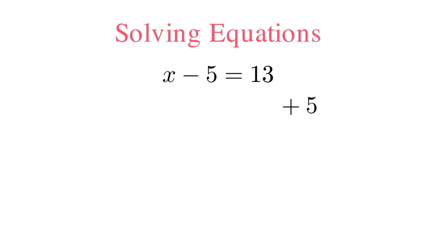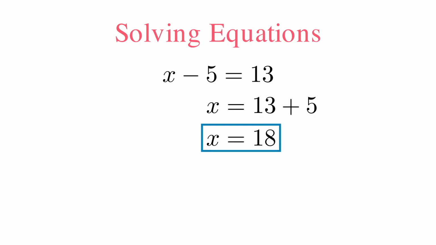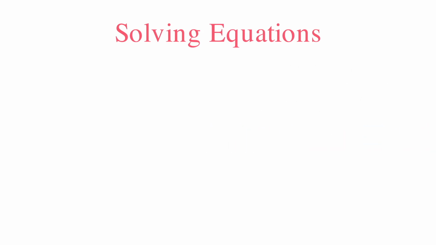On the right side, we now have 13 plus 5, and on the left side, we have x. Now our equation looks like x equals 13 plus 5. To find the value of x, we simply add 13 and 5 together. That gives us 18. So our solution is x equals 18.